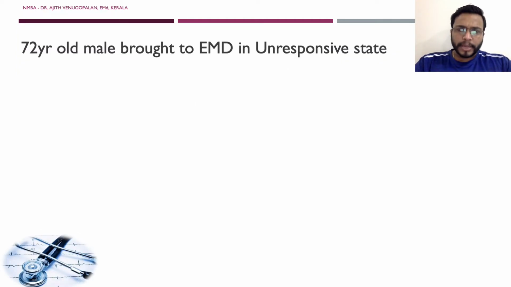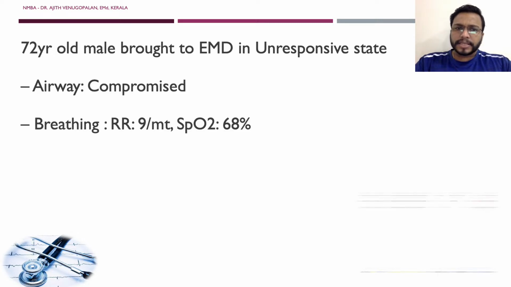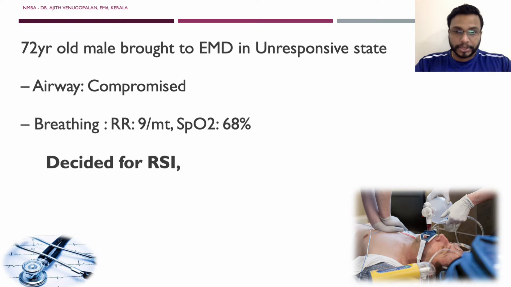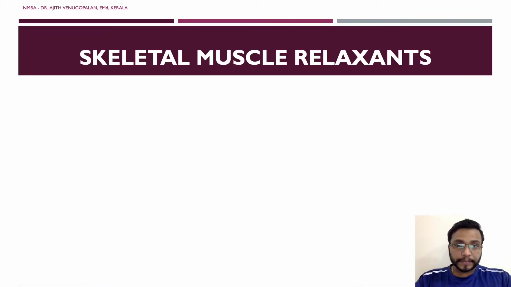You have a 72-year-old male brought to the ER in an unresponsive state. His airway is compromised, breathing is bradypnea with saturation of 68%. How do you proceed forward? As discussed in the previous session about rapid sequence intubation, we are proceeding for this case with rapid sequence intubation. Now comes the biggest next question, the drugs, especially which neuromuscular blocking agent are you going to use? Let's go through the neuromuscular blocking agents.